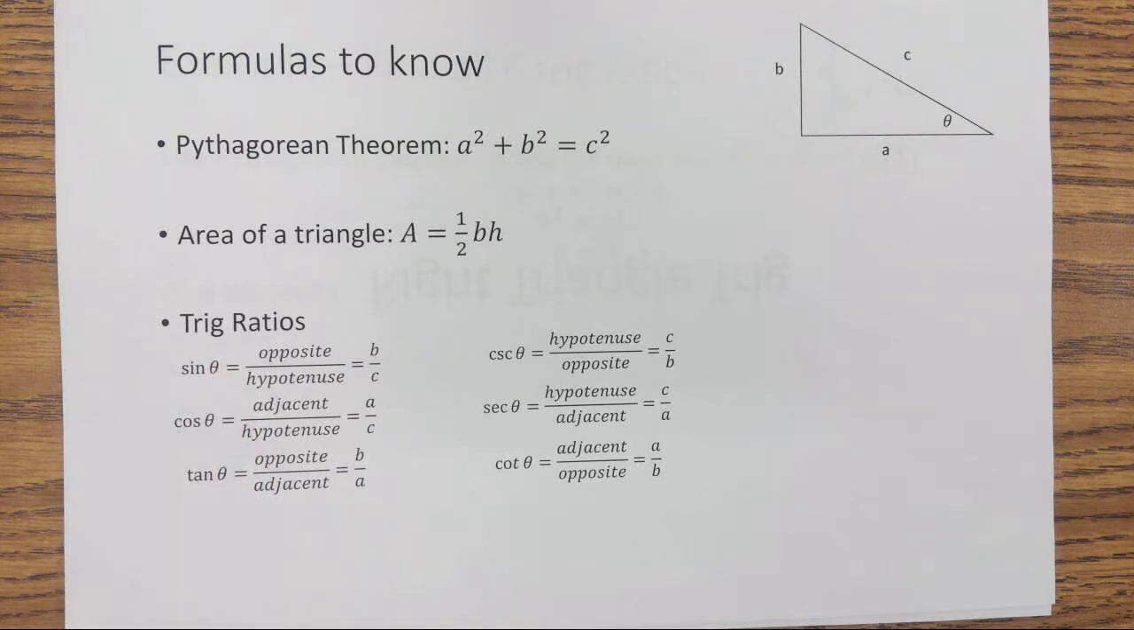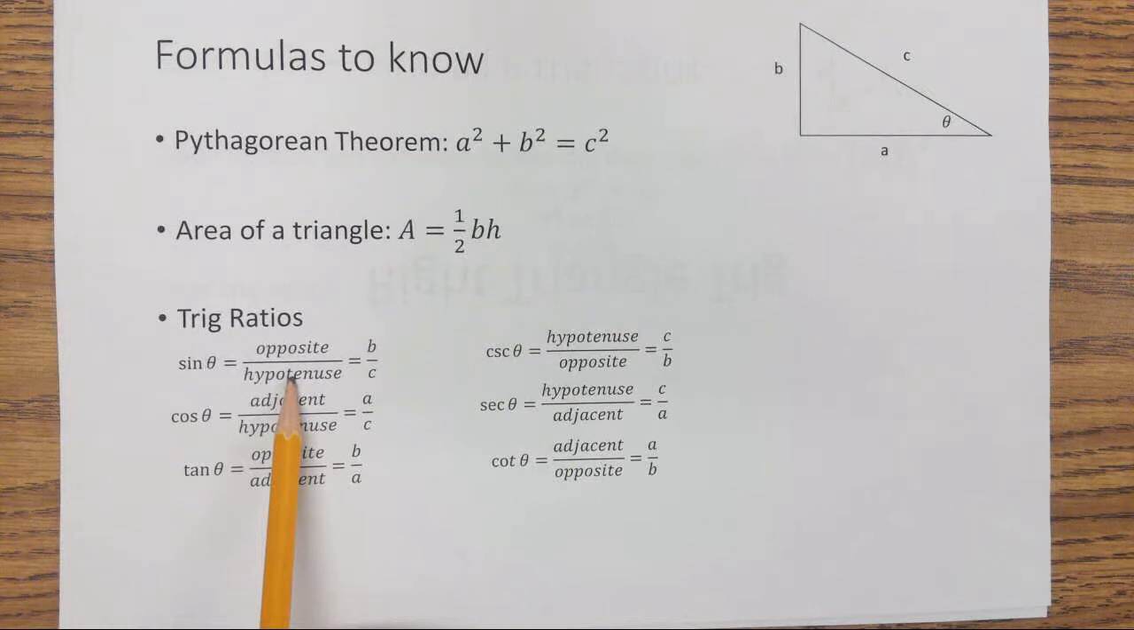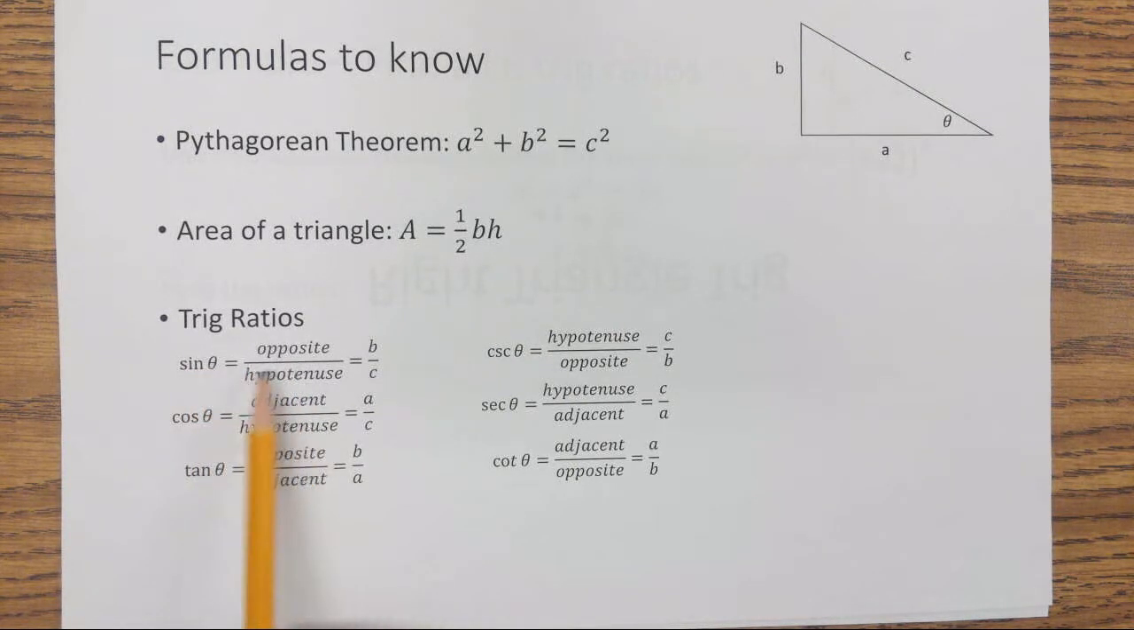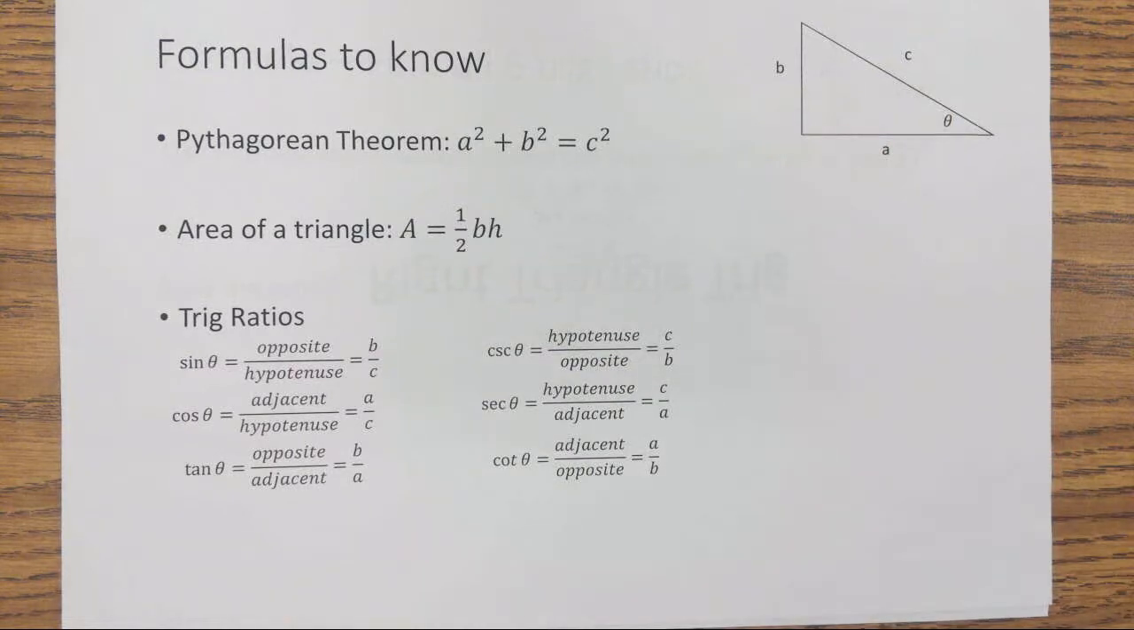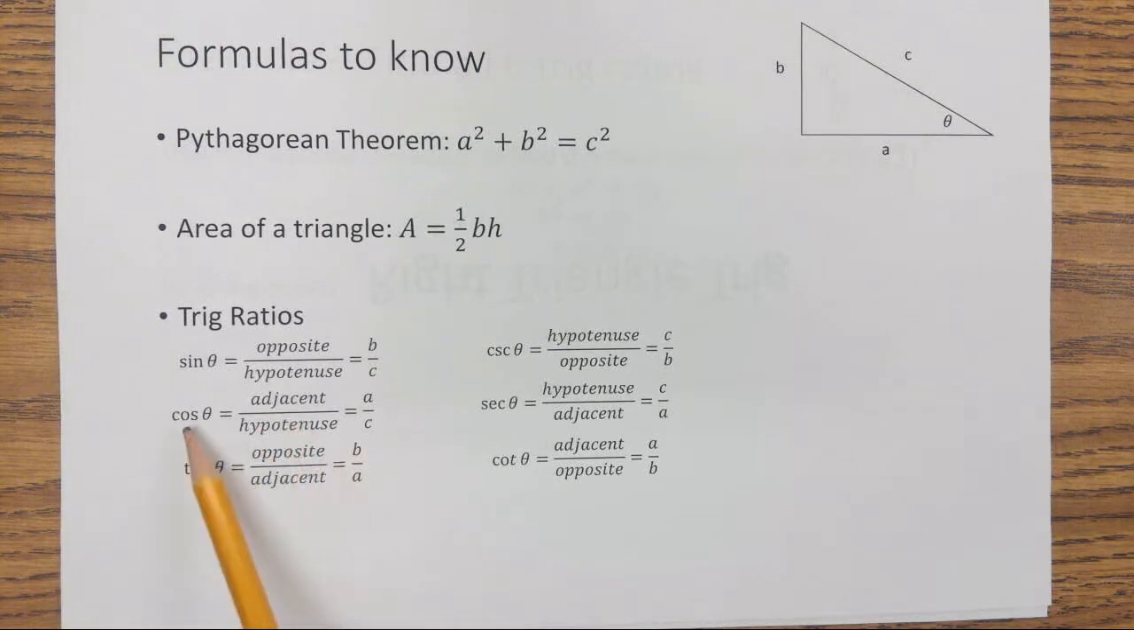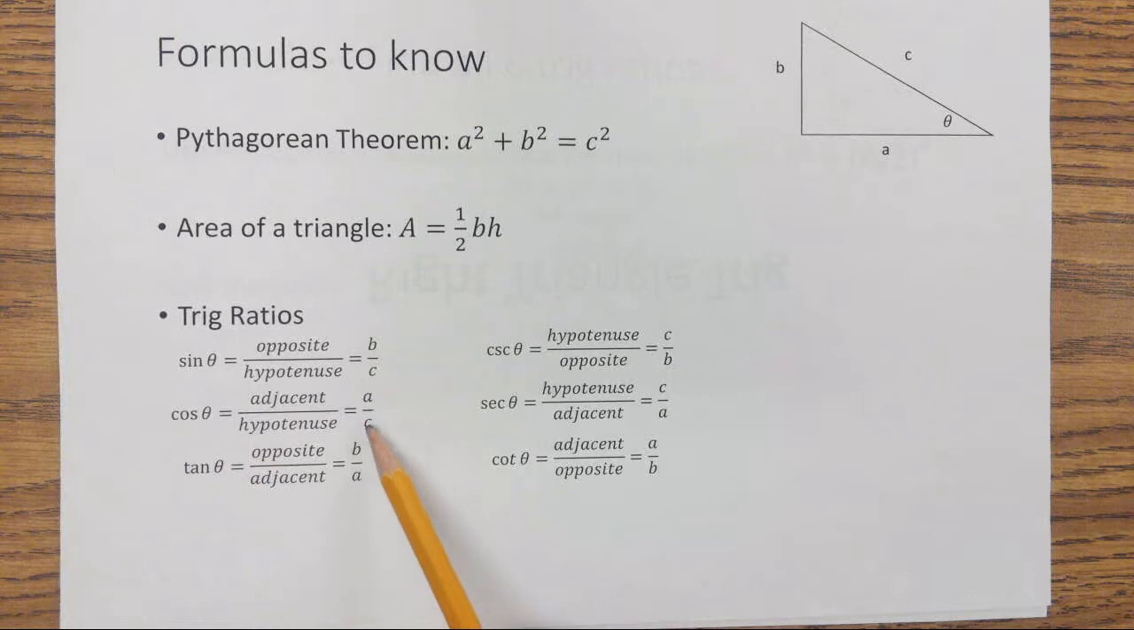Here's our trig ratios that we know. Remember SOHCAHTOA. And then we're going to add a few more here that you have not seen before. So sine theta is equal to the opposite over the hypotenuse. In other words, sine theta is equal to b over c. Cosine theta is equal to the adjacent side of the angle over the hypotenuse. Cosine theta is equal to a over c. Tangent theta is equal to opposite over adjacent, which is b over a.